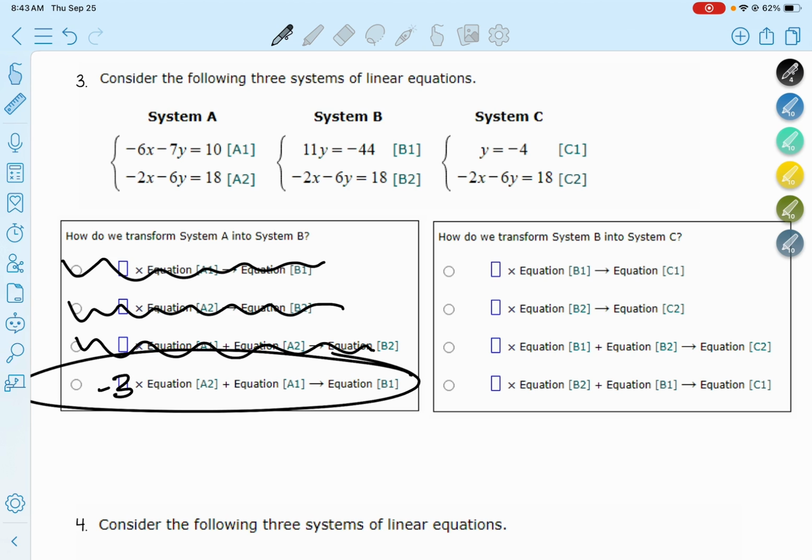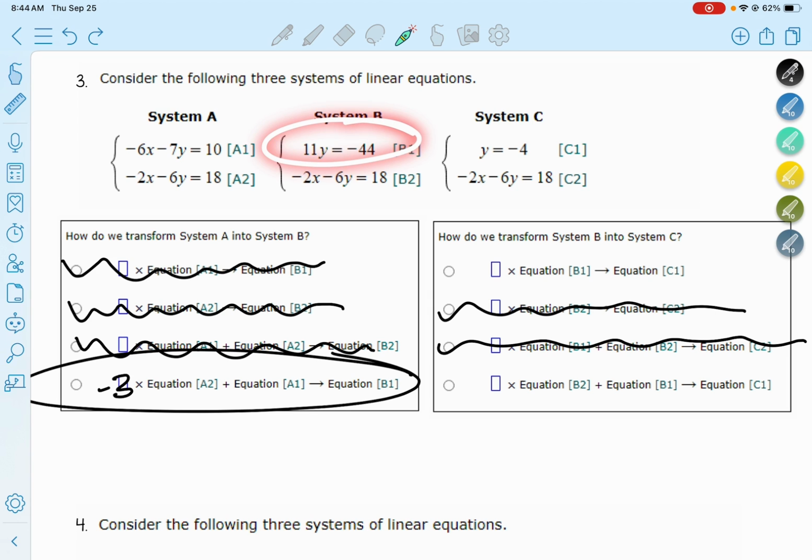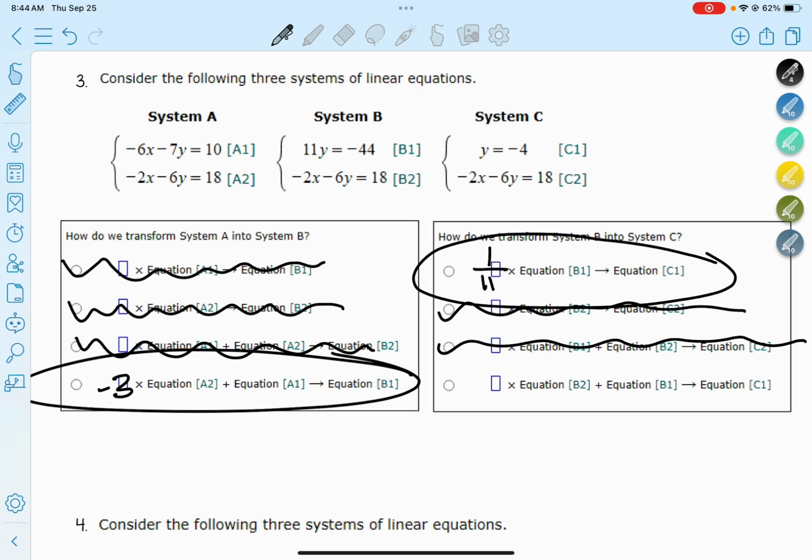Now for my next one, I can see that my equation C1 changed. So I'm going to go ahead and get rid of anything that is with C2 as the result. And I'm going to look at these again. If I'm looking at these, I can see that what I did essentially is I divided both sides by 11. So I got y equals -4. But remember, we don't want to think of it as dividing. We want to think of it as the opposite, multiplying by the reciprocal. So instead of dividing by 11, I'm going to think of this as multiplying by 1/11th. And that's the answer for that last part.